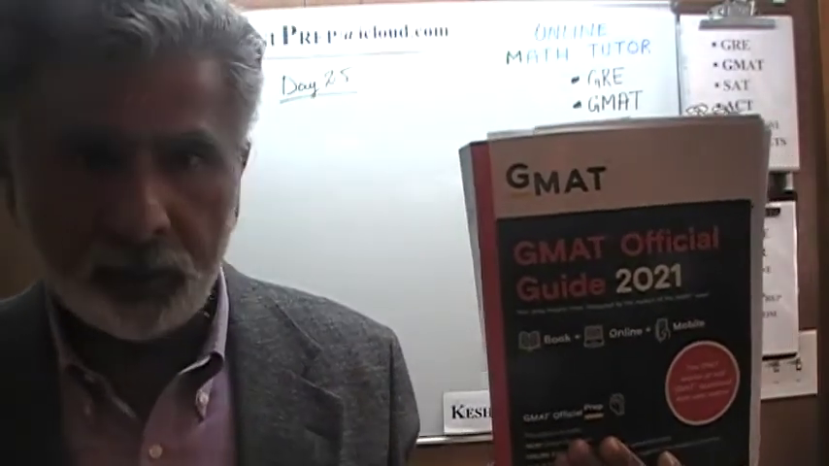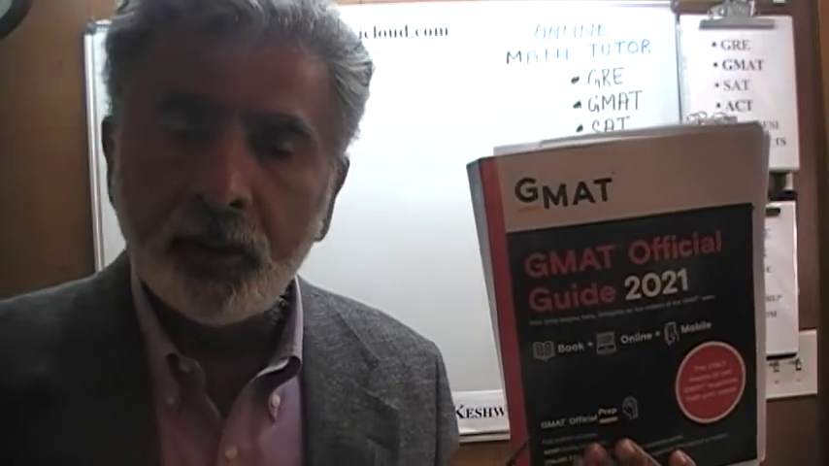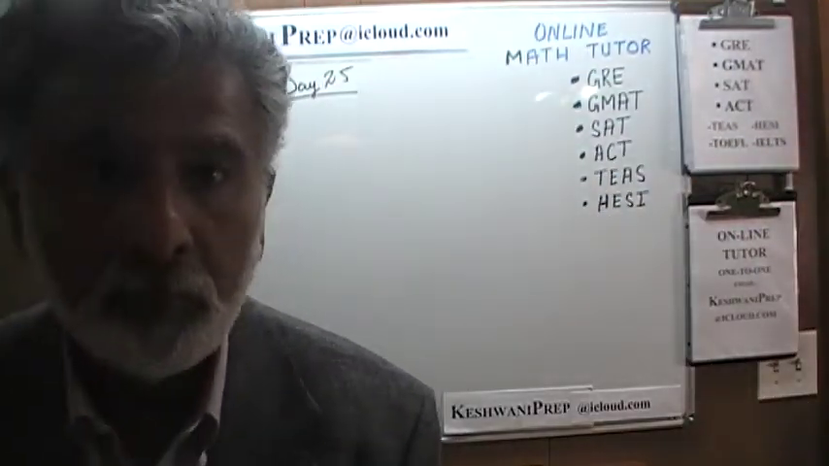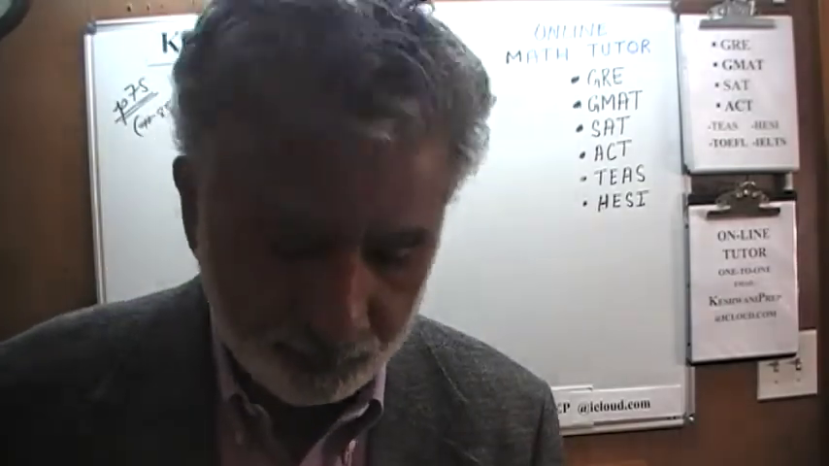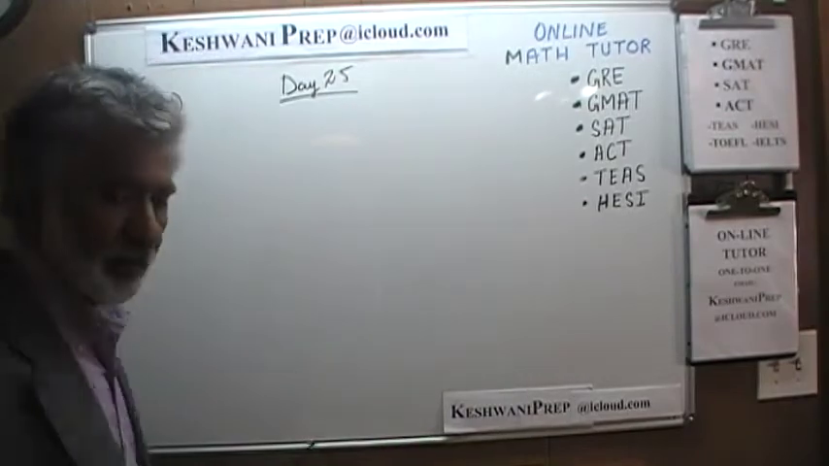We are here because we want to prepare for GMAT. We have been solving GMAT math problems out of this book here, the GMAT Official Guide 2021. If you do not own this book already, purchase one immediately. You're going to need it. Today, we will solve some multiple choice problems that you will find on page number 75. Please turn to it. Make sure the book is in front of you. Page 75, the very first problem that we see there is number 85.